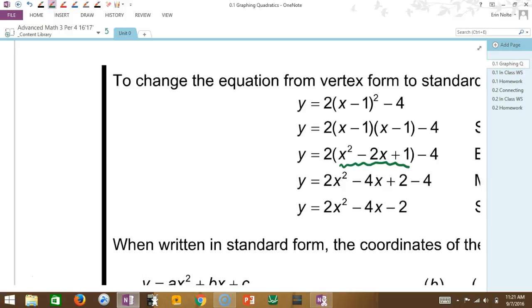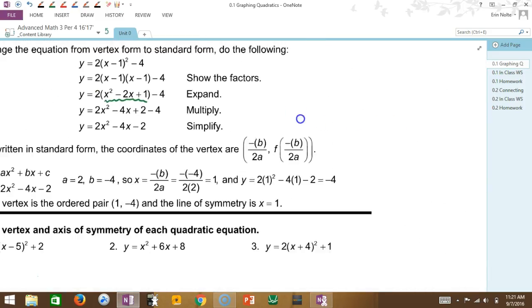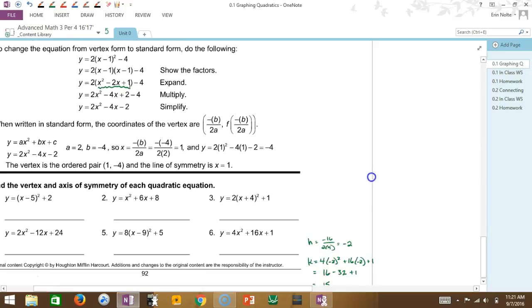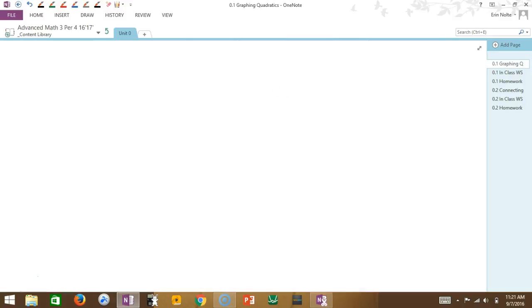Okay, so I want to go backwards just a little bit. I want to talk about some foiling. Okay, so let's pull some stuff. Let's go, this will be the perfect spot. Okay, so foiling. If I have, let's just say, x minus 5 squared. Everybody agrees that this is the same as x minus 5 times x minus 5.